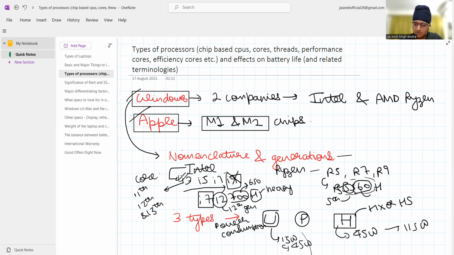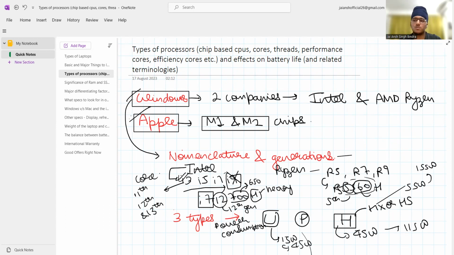HX processors usually go from 55 watts at minimum frequency to, let's say, anything around 155 watts. These are the most powerful processors that exist in the market. Now, what's the difference between an i5 HX and an i7 HX? Basically, an i7 would have better performance and more cores, in layman's terms.